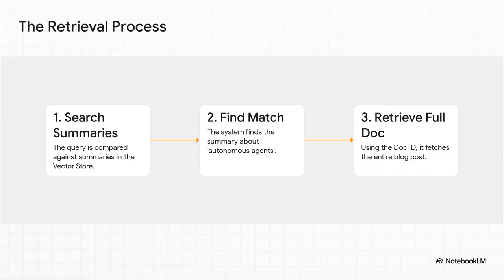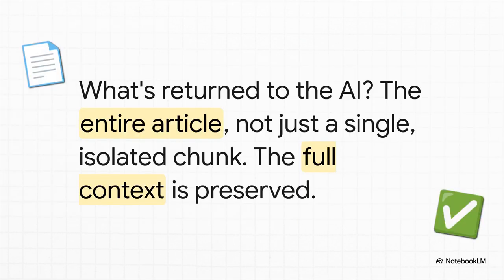So what happens under the hood? Well, first, that query hits the fast vector store, searching only the summaries. Almost instantly, it gets a match, that summary about autonomous agents. Then it grabs the doc ID from that summary, zips over to the doc store, and pulls the entire original blog post. And here it is. This is the payoff. What gets sent back to the language model? The entire article. Not just a chunk, not a paragraph. The whole shebang. All the context, all the nuance, everything.